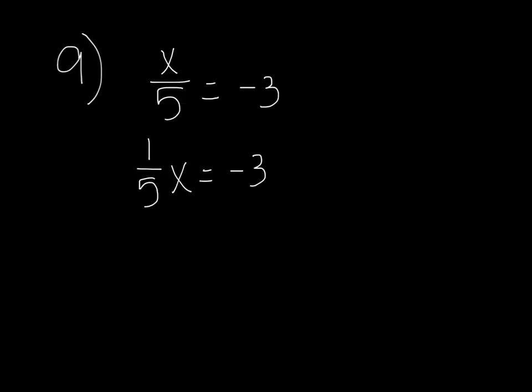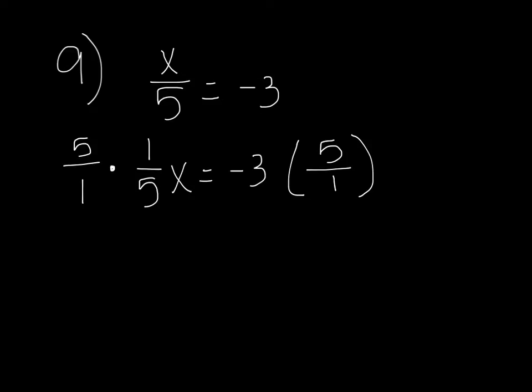We have to multiply it by the reciprocal, right? So now I can say 5/1 times 1/5. What I do to one side, I have to do to the other. So I'm going to multiply 5/1 on this side as well.